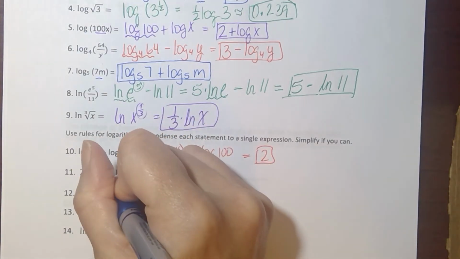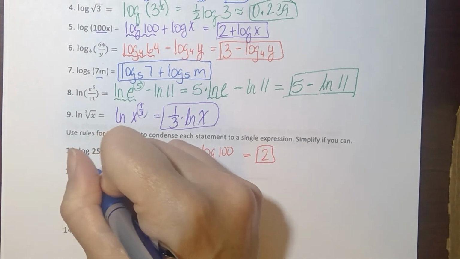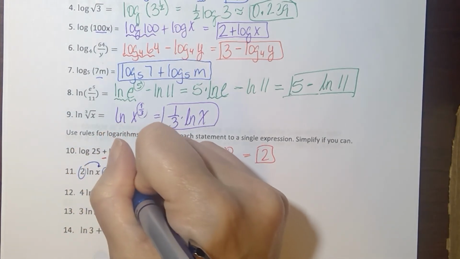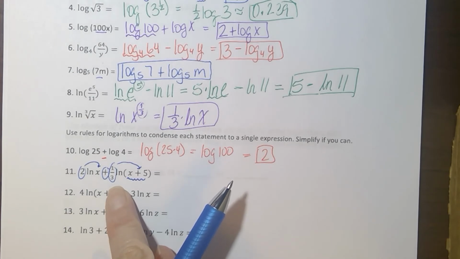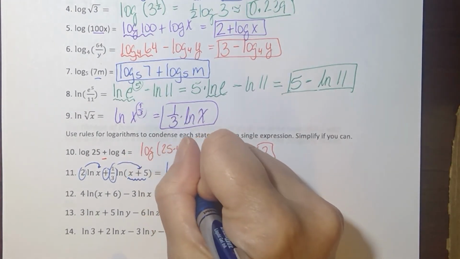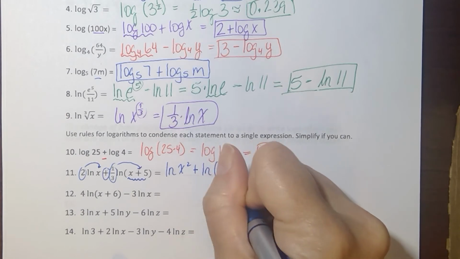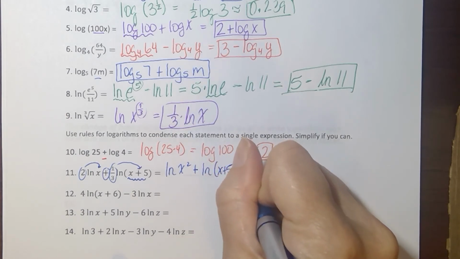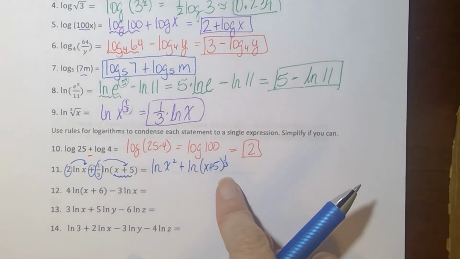The product rule will be applied here, but first we need to apply our power rule to deal with that 2 and that 1/3 out in front. We can't do anything until we apply the power rule. So our next step would be natural log of x squared plus natural log of x plus 5 to the 1/3 power. Now x plus 5 to the 1/3 power is the cube root of x plus 5.